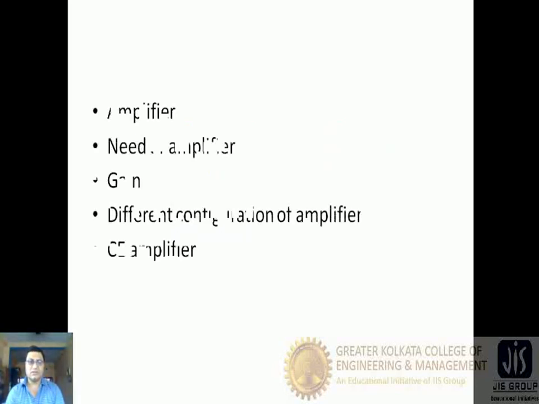Hello, welcome to another session of my video lecture. In this session, we are mainly going to discuss the amplifier, needs of amplifier, gain of the amplifier, different configurations of amplifiers, and the CE amplifier, that means common emitter amplifier. So we are going to discuss this one by one. First let us begin with the amplifier.